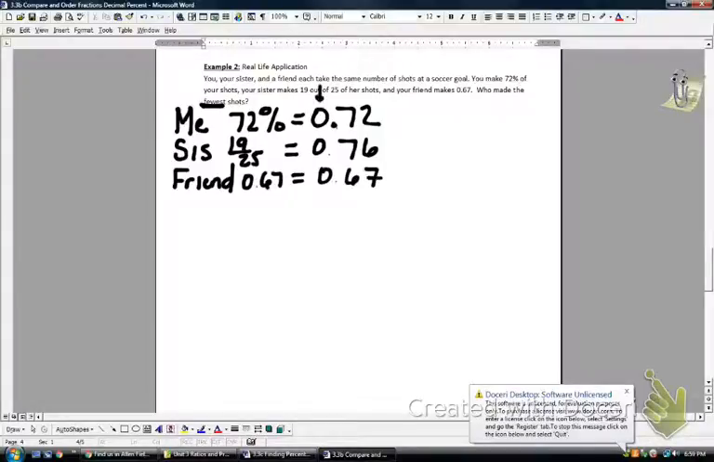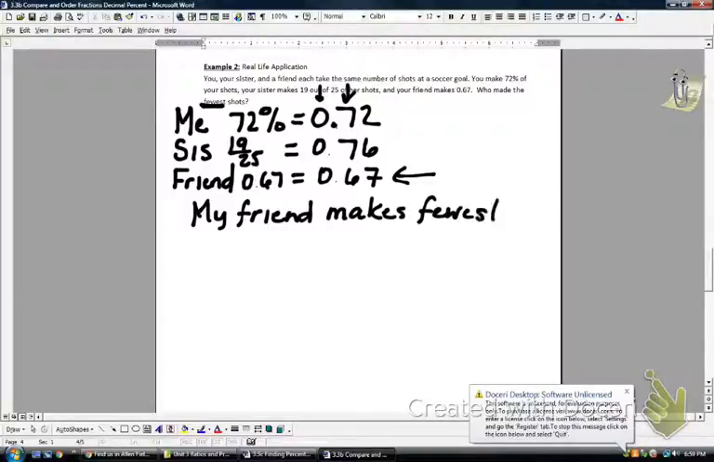I look at the columns. They're all zeros, so that doesn't help me. And then I look at this column. 0.67 is the lowest number, so my friend makes the fewest shots. And she made 0.67 of those. So there's my answer. Another way that you could do this is you could make a number line.